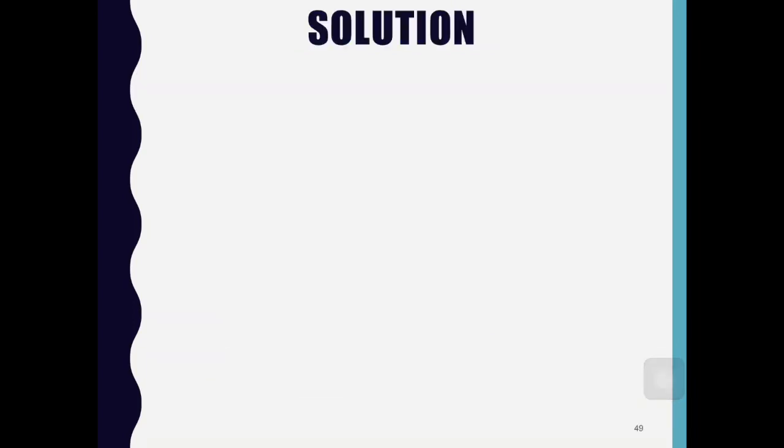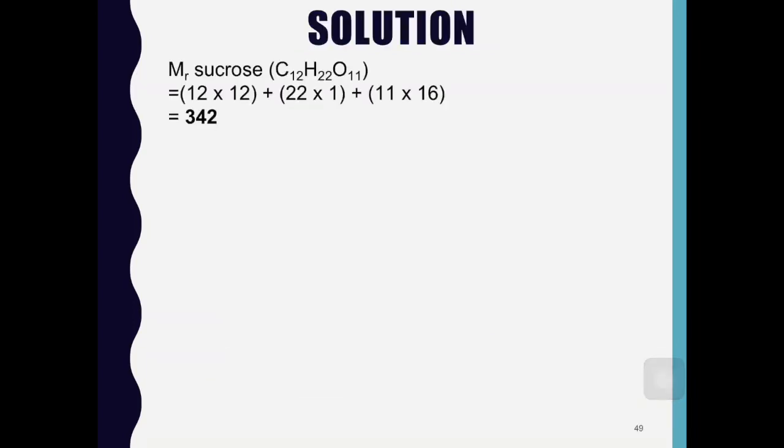To solve this question, before you find the number of mole of solute, which is sucrose, first you have to find the molar mass of sucrose. So the molar mass here is 342 gram per mole. Next, find the number of moles. So mole of sucrose is equal to mass of sucrose, which is 1.71 gram, divided with the molar mass of sucrose, which is 342 gram per mole. So the answer here is 5 times 10 to the power negative 3 moles.